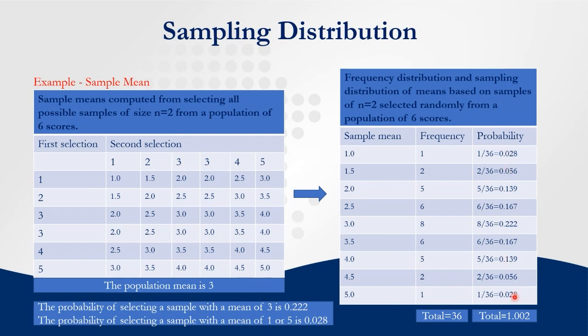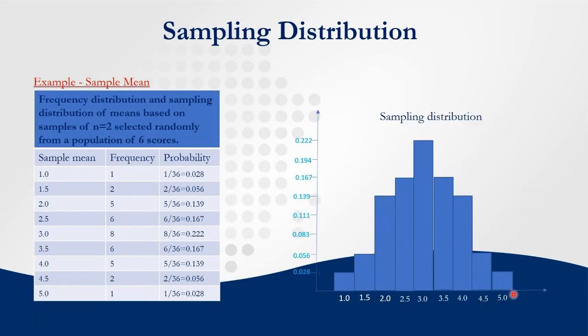And then I can plot it, so that would give me the sampling distribution. So this is the sampling distribution of the mean on samples of size 2, from a population of 6 scores. The ones in the middle have a higher probability, and you can see as you plot it, it's symmetric.